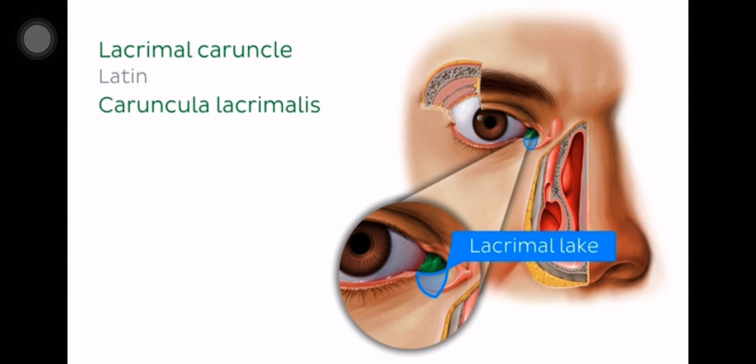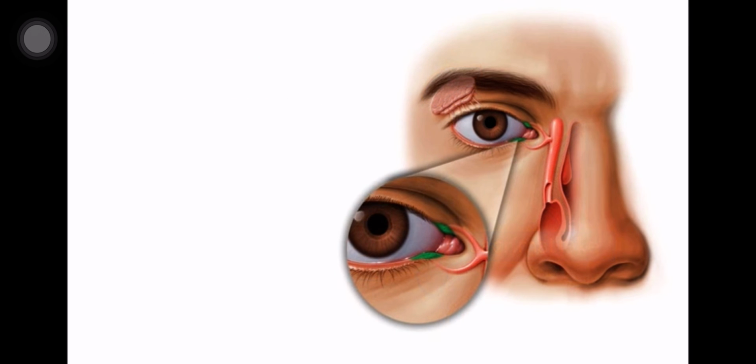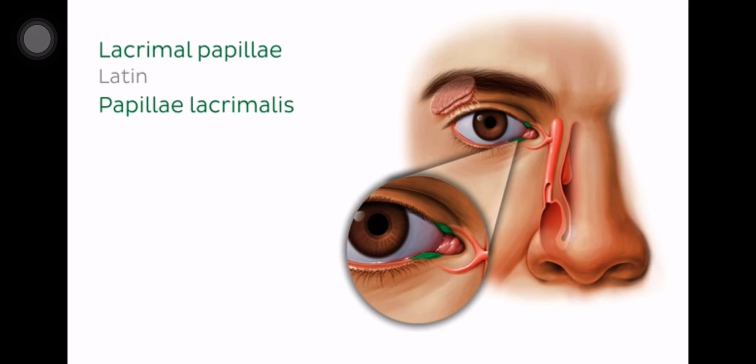This is where tears accumulate when fluid is moved laterally to medially from the lacrimal gland to the medial corner of the eye. Once tears have accumulated in the lake, we have to empty that lake. And how do you think we do that? Well, that process involves structures called the lacrimal papillae, which, as you can see, are situated superior and inferior to the lacrimal caruncle. The lacrimal papilla is the medial part of each palpebral margin, or in other words, the eyelid.